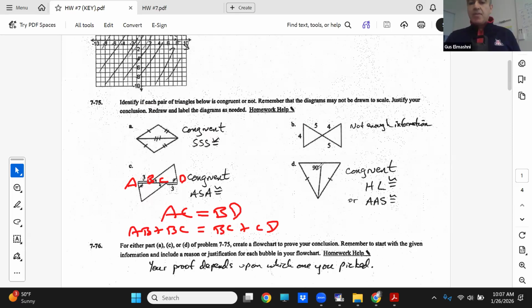This is an HL because 90, 90, right? So you have that. And of course, there's a shared side and a congruent side.